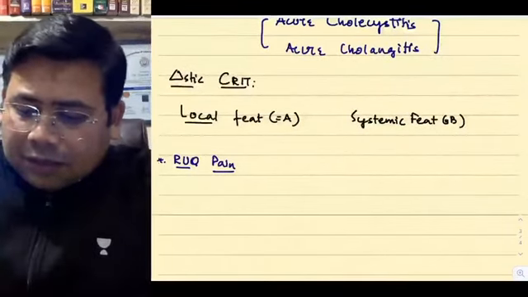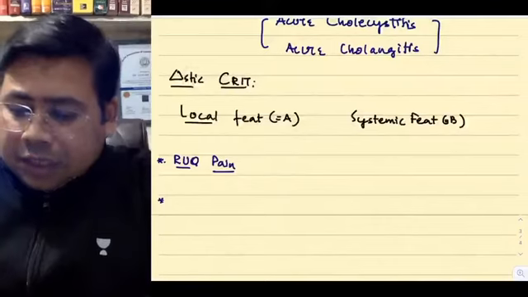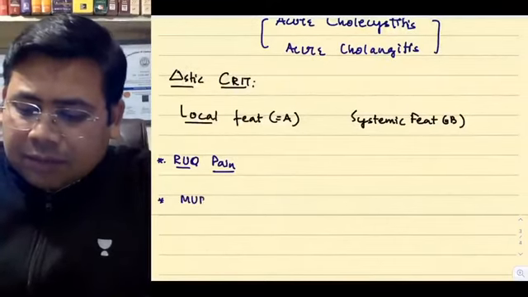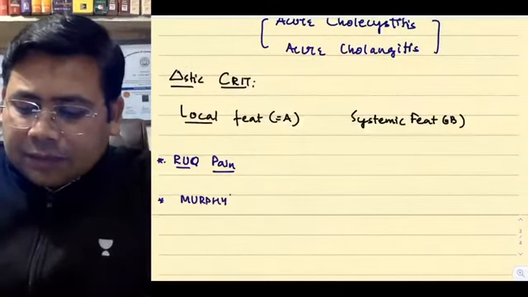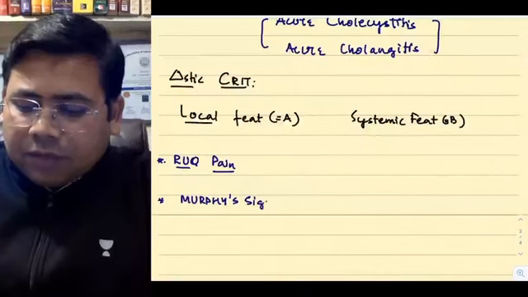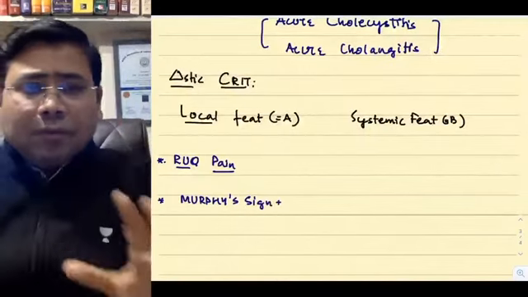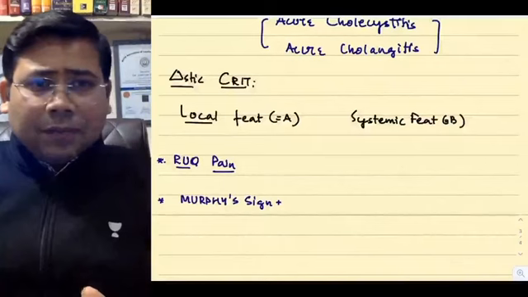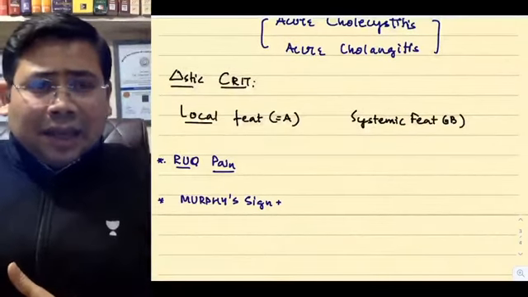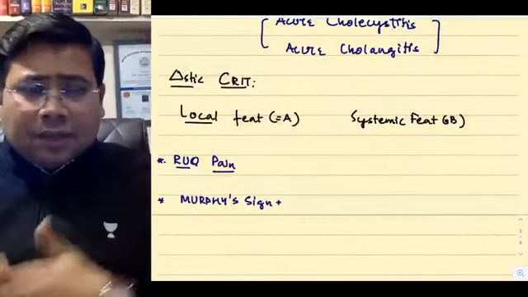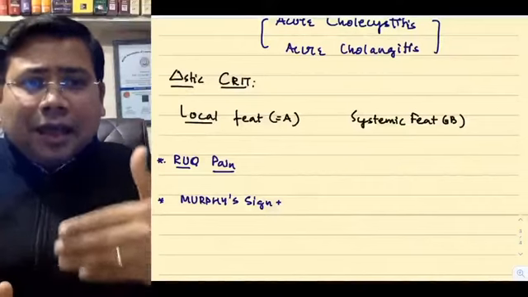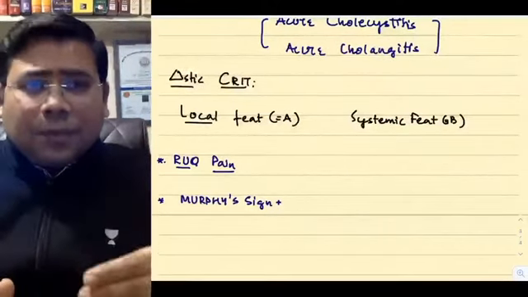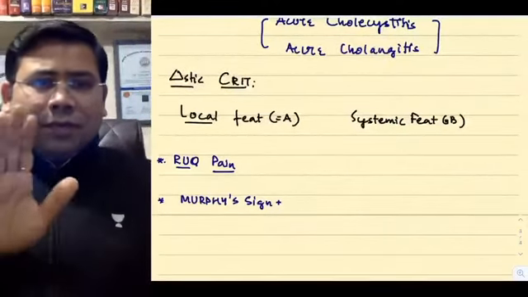What is the other one? Yes, a Murphy's sign. A positive Murphy's sign. What do you mean by Murphy's sign? A positive Murphy's sign is tenderness at the right upper quadrant such that the patient suffers from what? Inspiratory jerk. So what is Murphy's sign?